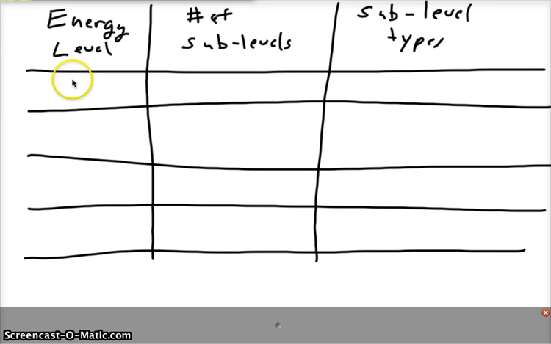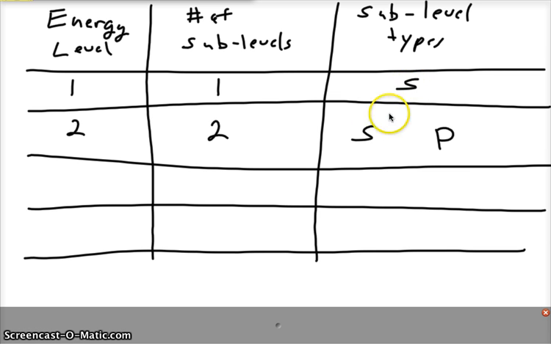And so the first energy level, that first ring around the atom that you learned in 8th grade, if you will, has one sublevel, and that sublevel type is an S-type sublevel. S is just a label, just a name that we give it. It doesn't have any real meaning behind it. We could have called it X or Y or Z or whatever. It's called S. The second energy level has two sublevel types. It has an S sublevel and a P sublevel.